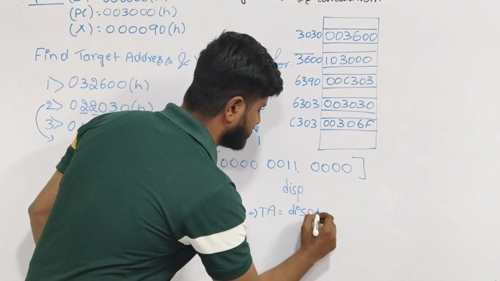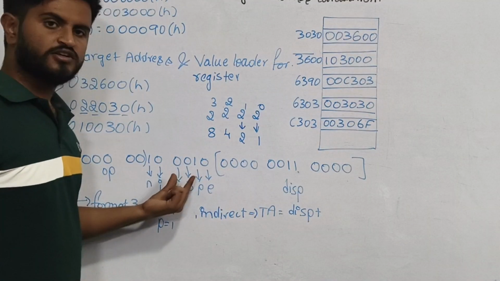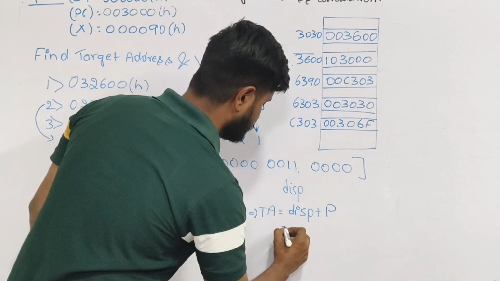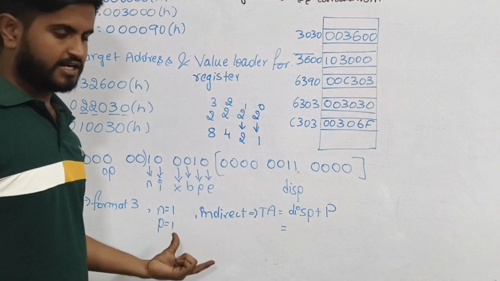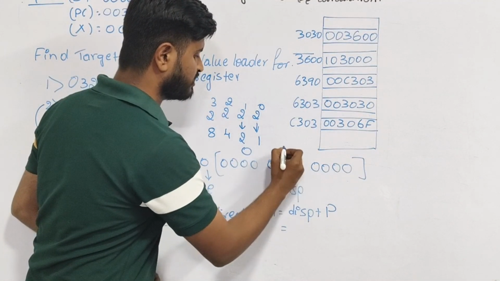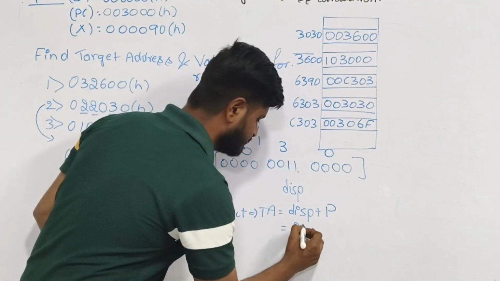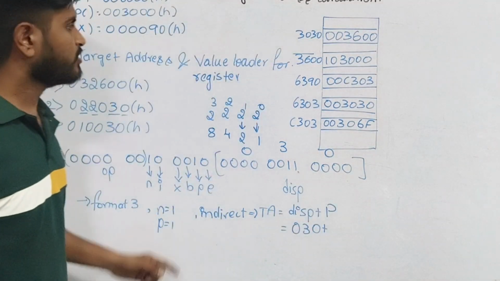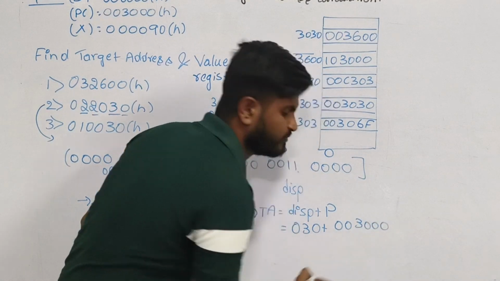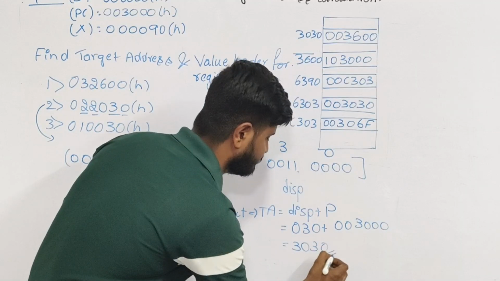So what is the short trick I have said? For the displacement, whatever the values that are 1, you must add that also. Here P value is equal to 1, so just add the P value. This is the indirect addressing mode. What is the displacement? 0, 0, 0, 1, 1 means 3, 0, 0, 0, 0 means 0, so 0, 0, 3, 0, plus the program counter value 0, 0, 3, 0, 0, 0. If you add both of them, you will get 3, 0, 3, 0.